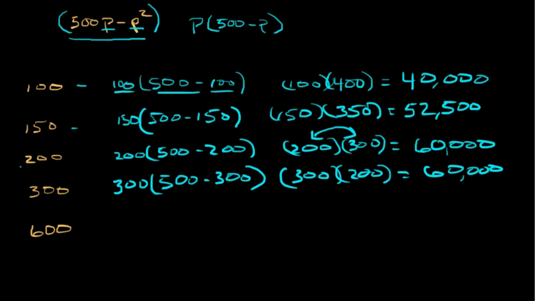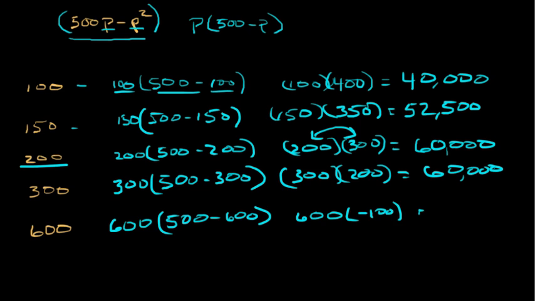But remember, the 200 is the fewest number of paintings. It'd be 600, so that would be 600 times negative 100, or negative 60,000. See how much faster that would be?